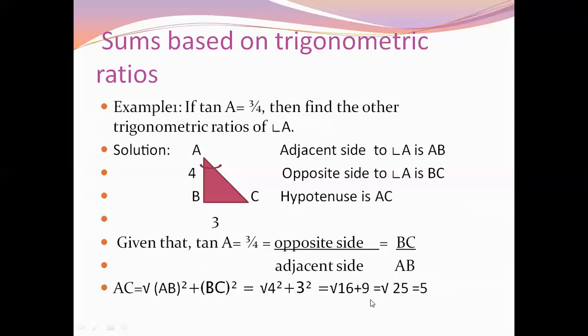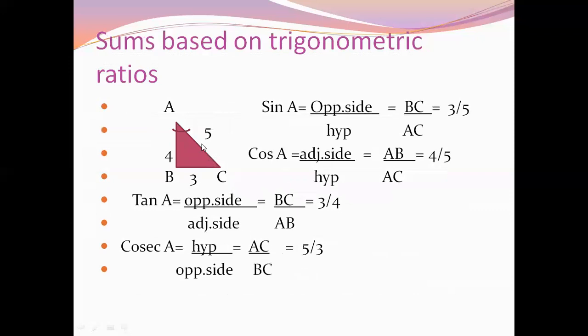We got 5. Now, you see here, we got hypotenuse as 5, the height is 3 and the base is 4. Now, what is the sin A formula? Opposite side by hypotenuse, means BC by AC. BC value is 3 and hypotenuse we got 5. So its answer is 3 by 5.